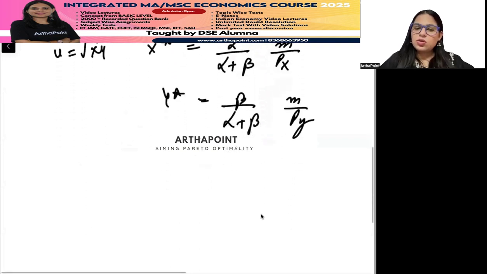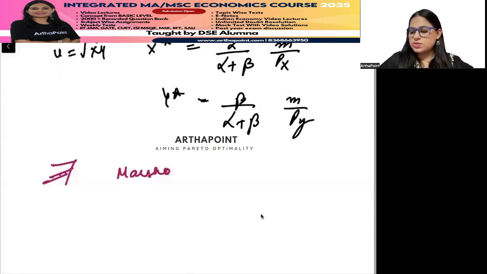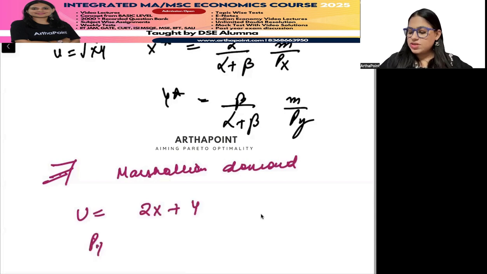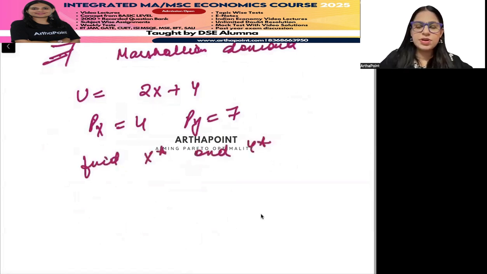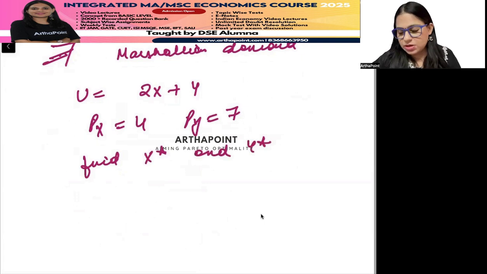You need to focus on the law of demand, law of supply, of course. यहीं पे you will focus on Marshallian demands. Right? So for example, if I tell you that u is equal to 2x plus y and I tell you px is equal to 4 and py is equal to 7 and I ask you to find x star and y star, or find the optimal bundle, and I give you 4 options, you should be able to tell the optimal bundle.